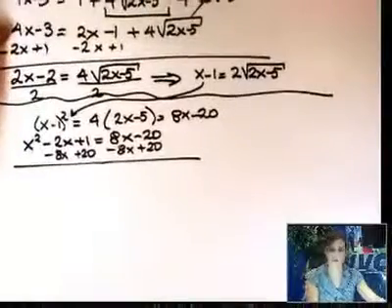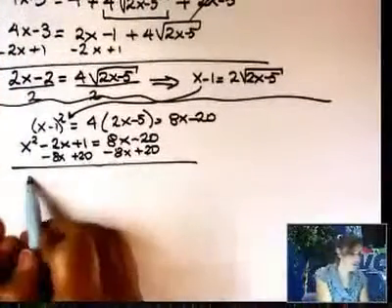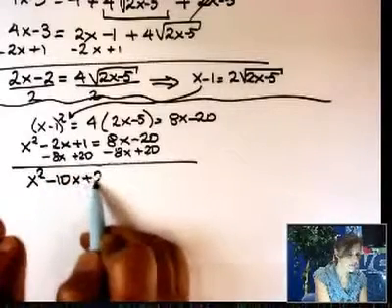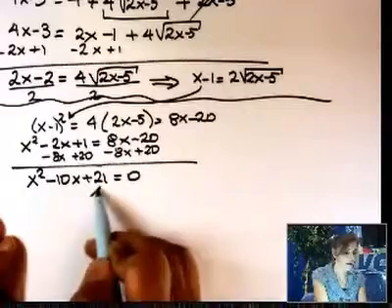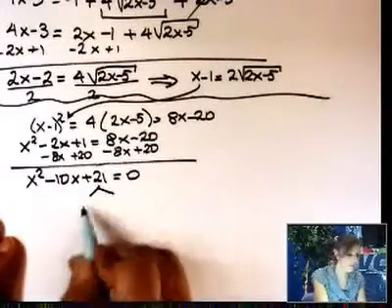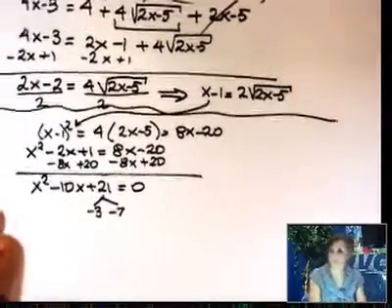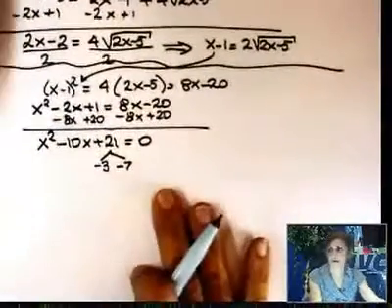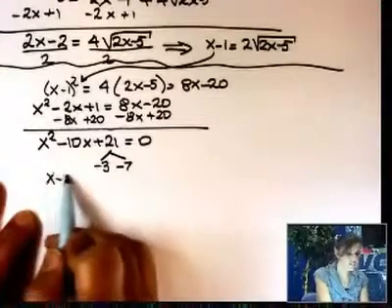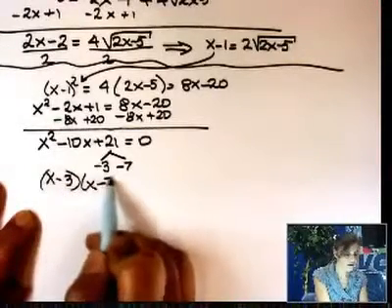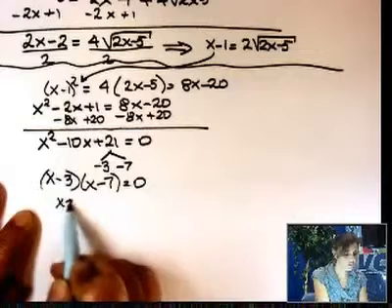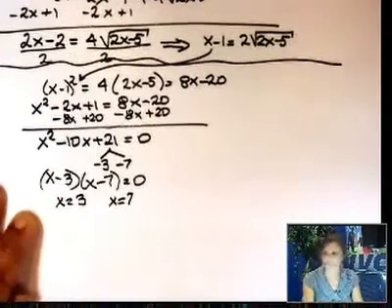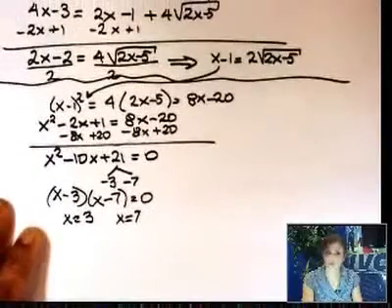Here I am right now. I have x squared minus 10x plus 21. And let's do it with product sum. Negative 3, negative 7. Let's factor: x minus 3, x minus 7. Set each factor to 0. I got 2 answers. Okay, well, let's go and plug them in to the original equation.